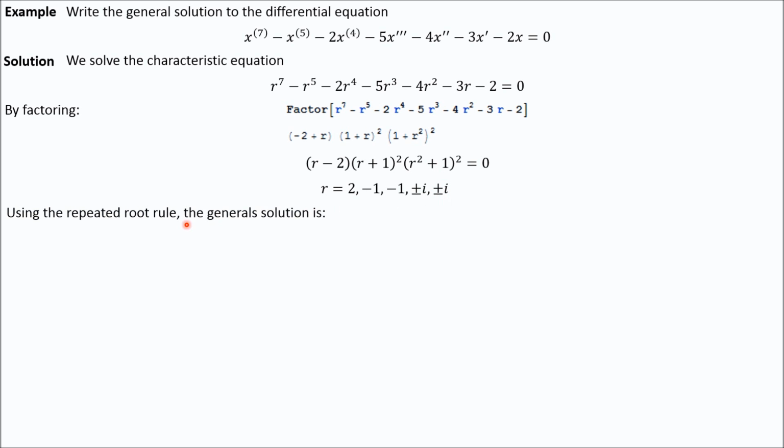The repeated root rule, along with Euler's identity, gives us the following. So the 2, nothing happens there. You just get c1 e to the 2t, nothing special. Because we have -1 appearing twice, we have (c2 plus c3 t) e to the -1t. And then because plus or minus i repeats twice, you use a polynomial coefficient of cosine t and a polynomial coefficient of sine t.